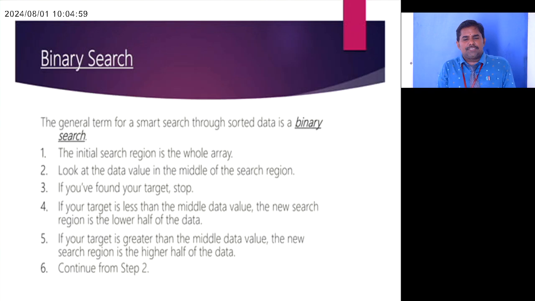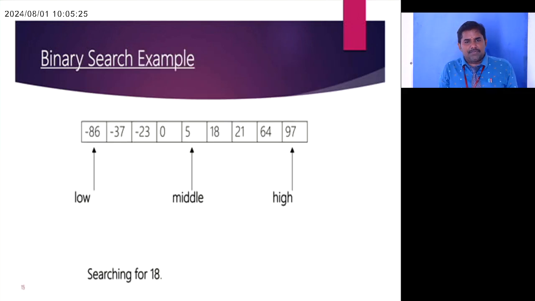Third point: if you have found your target, then stop. If your target is less than the middle data value, the new search region is the lower half of the data. If your target is greater than the middle data value, the new search region is the upper half of the data. We simply repeat the steps until we find the element in the middle.